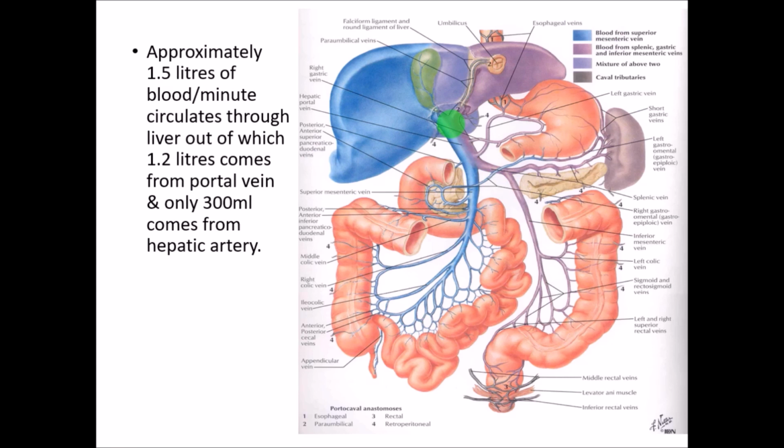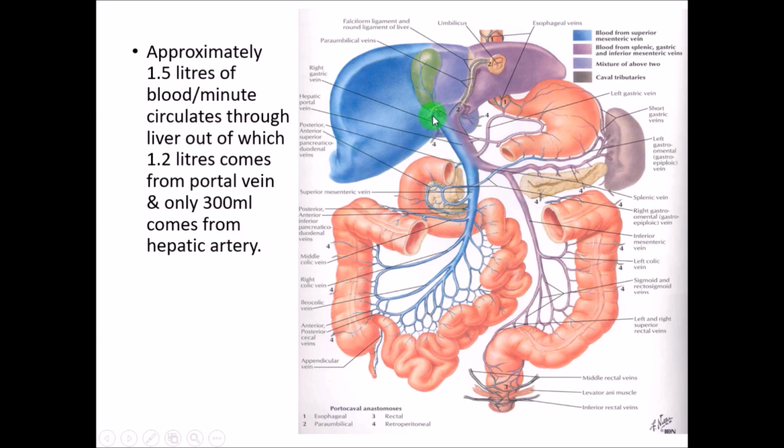Even though usually the veins will drain, here in this condition the liver is supplied by the portal vein as well as the hepatic artery, and usually 1.5 liters of blood per minute circulates through the liver, out of which 1.2 liters comes from the portal vein. So the main supply is from the vein, and only 300 ml comes from the hepatic artery. The small quantity, almost 20% of the blood, is coming from the hepatic artery, and 80% is coming from the portal vein. This is the peculiar feature.